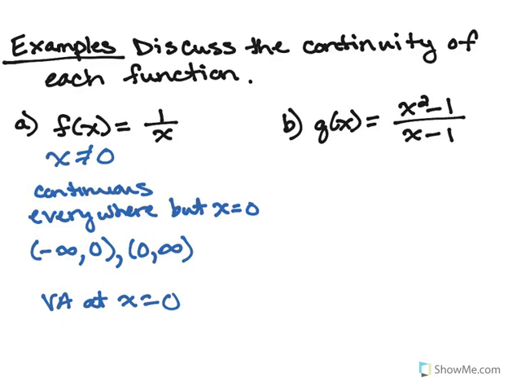Okay? Let's look at the next function, x squared minus 1 over x minus 1. So what is the domain here? What is x not allowed to be? 1. x cannot be 1. So we know we've got a discontinuity there. Can we find out if it's removable?